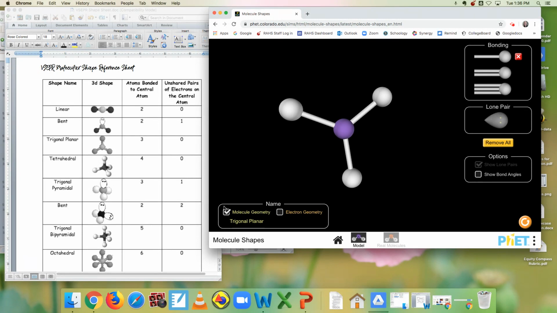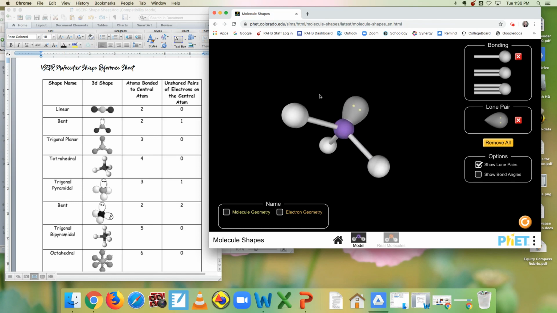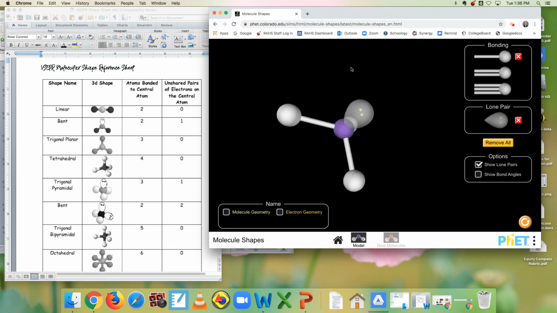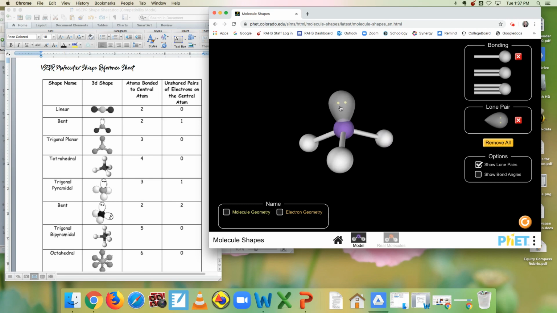So watch what happens to the structure when I add that lone pair. Notice how those atoms started bending away from each other, so they're not in the same plane anymore. It's because these electrons are trying to stay away, so they bend down a little bit to get a little bit farther away from each other. So, trigonal pyramidal. It's kind of like a pyramid shape, but then it's got this lone pair at the top.